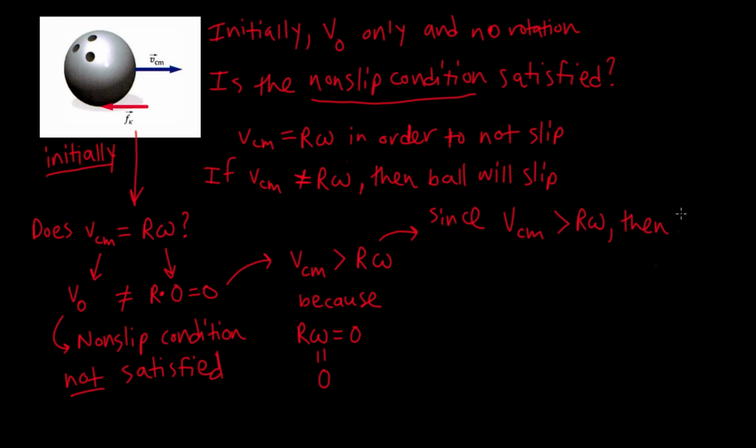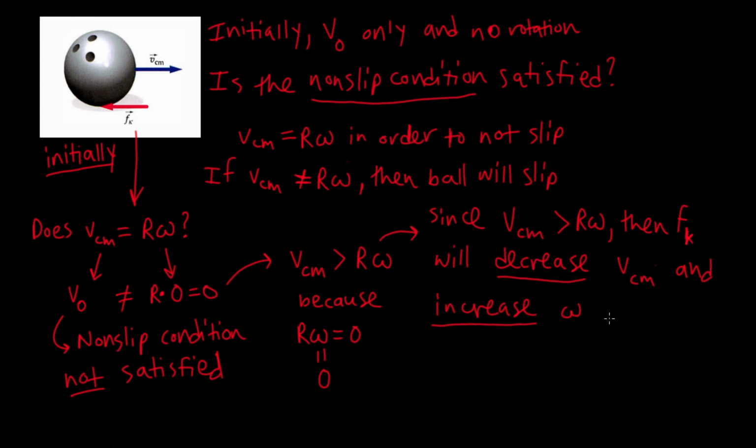notice in my diagram that there's a force of kinetic friction, which is F subscript K for force of kinetic friction. Then what will happen is that the force of kinetic friction will decrease the velocity of the center of mass, and it will try to increase the angular speed until this condition right here is satisfied, or until the non-slip condition is satisfied.